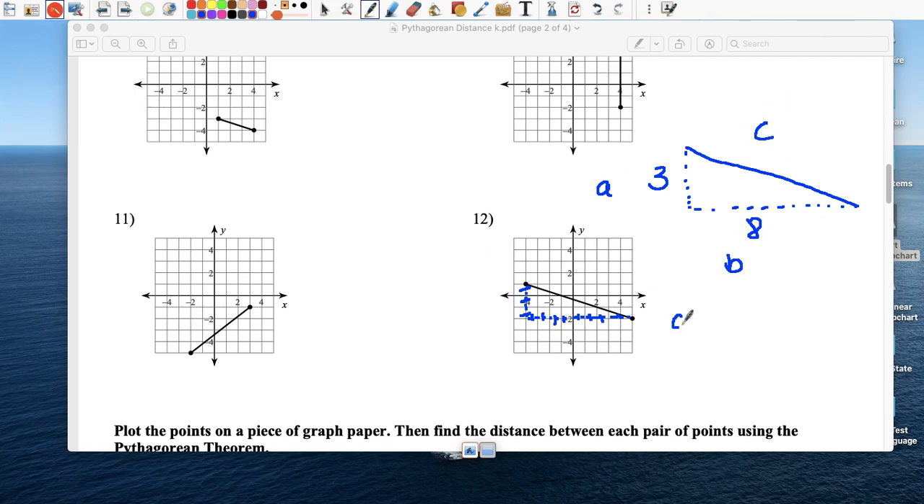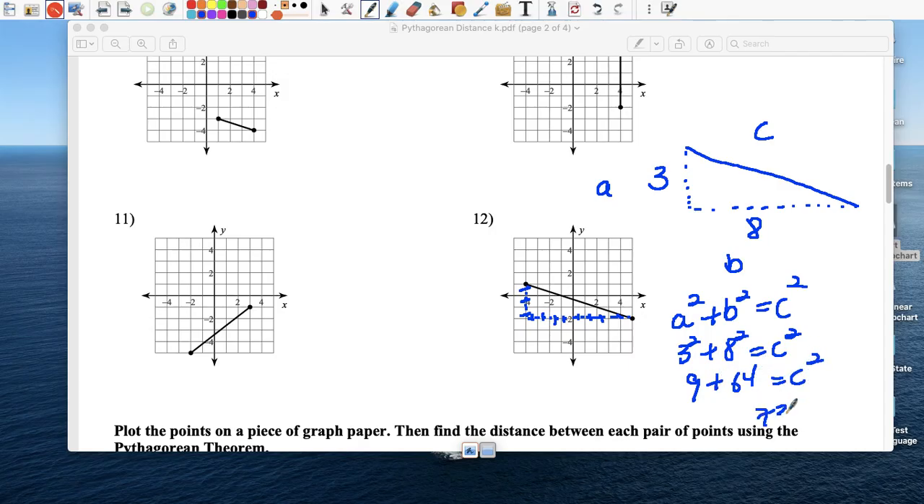So again, A squared plus B squared equals C squared. So we got 3 to the second power plus 8 to the second power. 3 to the second power is 9. This is 64. C squared is 73. We're going to take the square root of both sides. And C equals approximately 8.54. Approx. Right? So that's how you do that one.